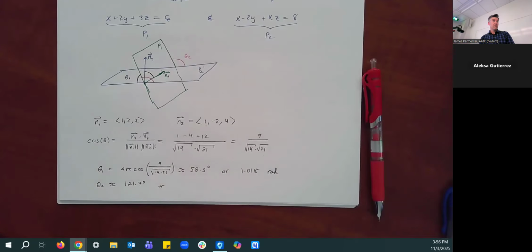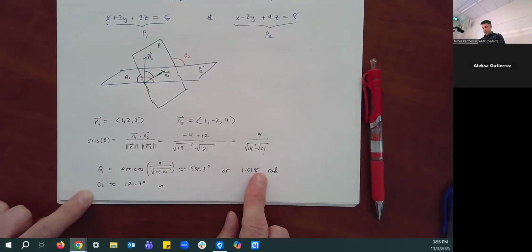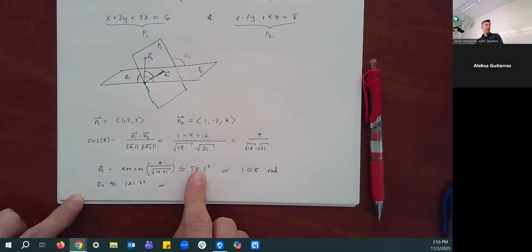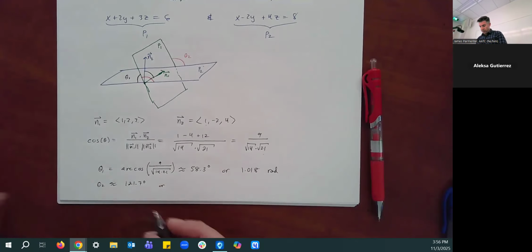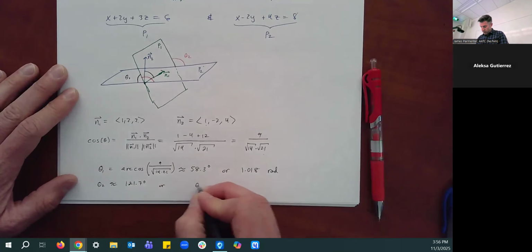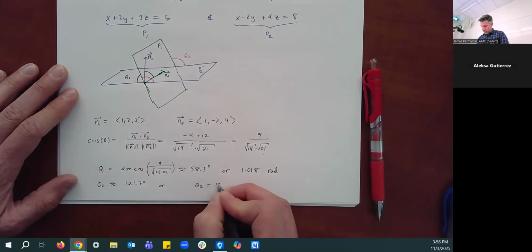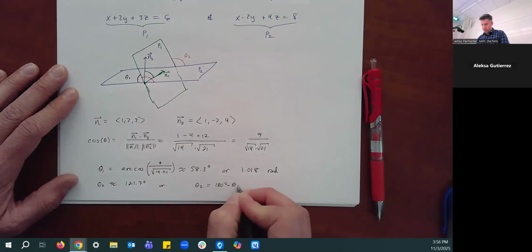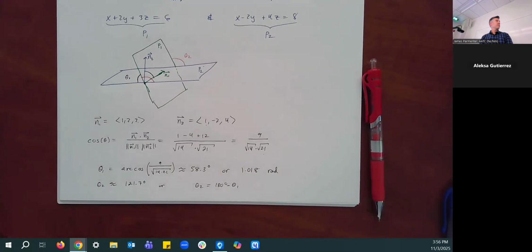Question, yeah. Say that one more time. Oh, for the second angle, I just subtracted 180 minus 58.3. I just didn't show my work. So theta 2 is just 180 degrees minus theta 1. And we can save that other part for next time.